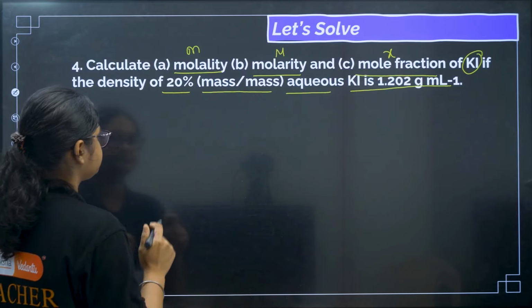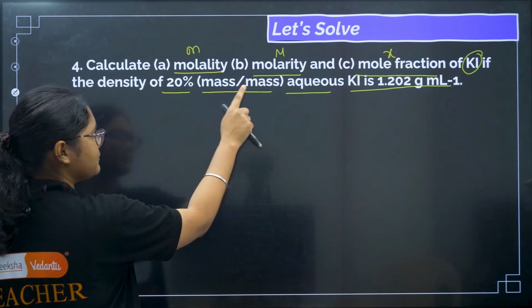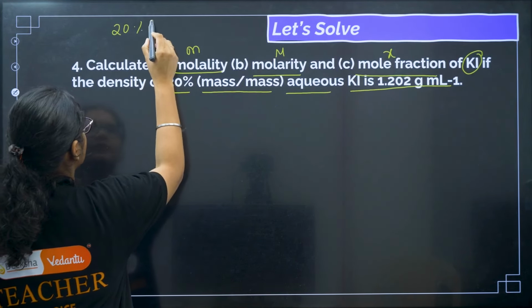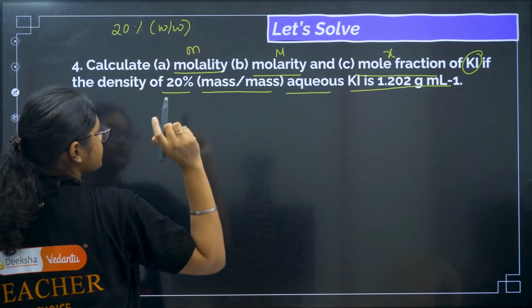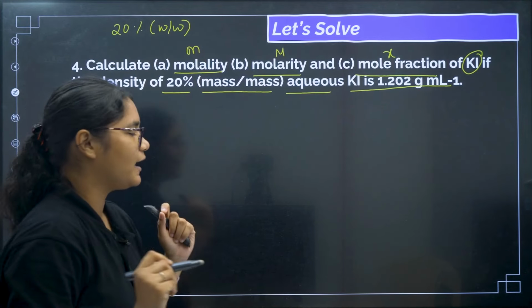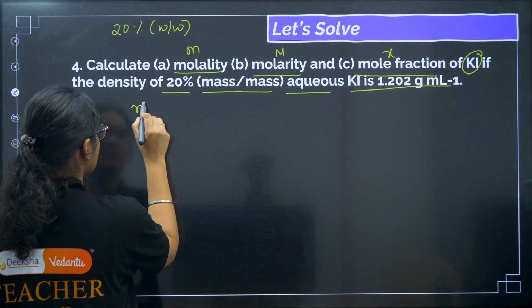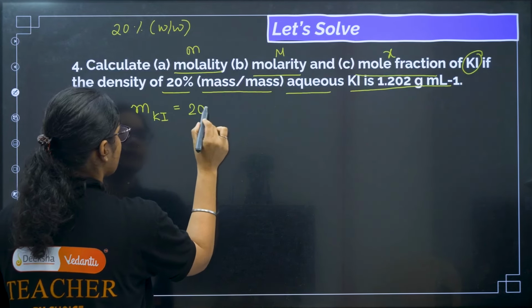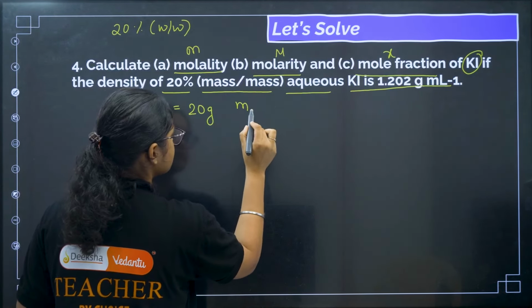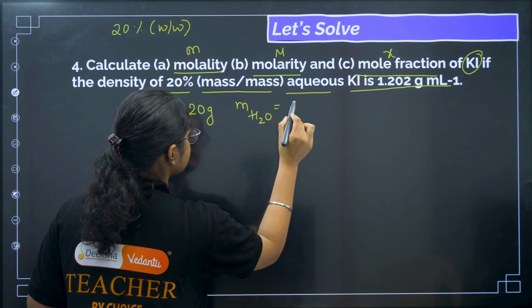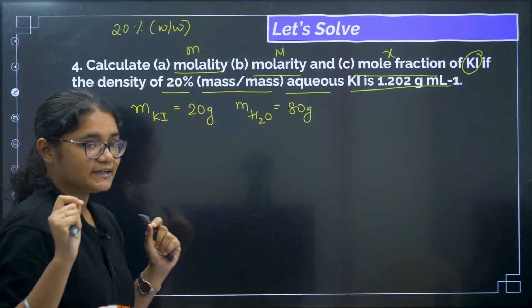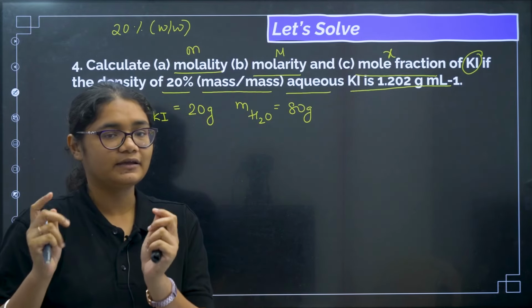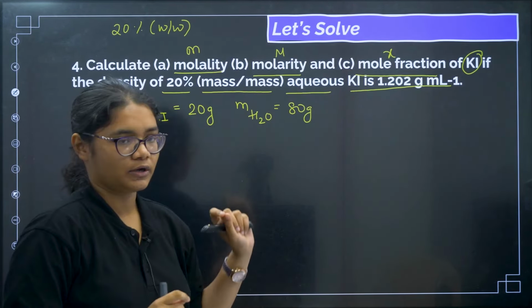First of all, tell me what is the meaning of 20% mass by mass. I have explained 20% W by W. This is given, so what information can I get from here? I can get the mass of solute. Solute is KI, so the mass of solute is 20 gram. And what is the mass of solvent? Aqueous solution is given, that means the mass of solvent is 80 gram. Why? Because percentage is given, that means total mass is 100 gram. Out of that, 20 gram is KI, then 80 gram will be water.